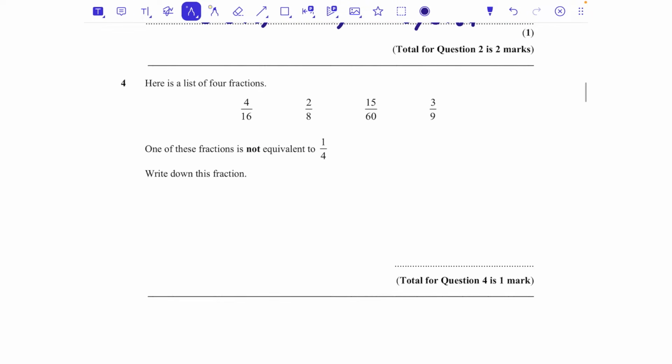Question number 4. Here is a list of 4 fractions: 4 over 16, 2 over 8, 15 over 60, and 3 over 9. One of these fractions is not equivalent to a quarter. Write down this fraction. Okay, so for it to be equivalent to a quarter, we would have to be able to multiply the top and multiply the bottom by the same number to get that fraction. So with this one, is a quarter equivalent to 4/16?